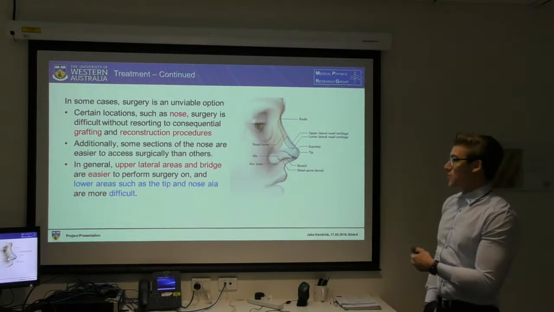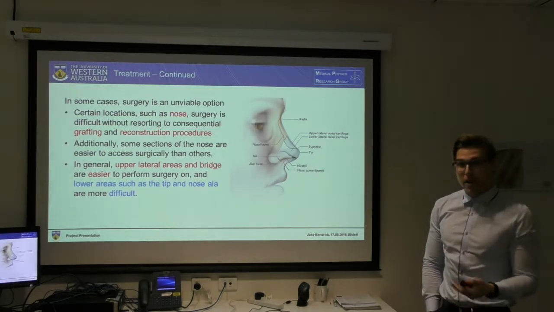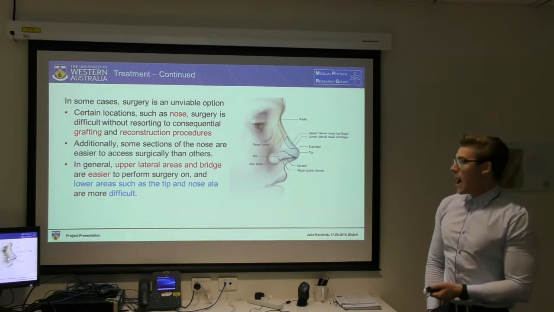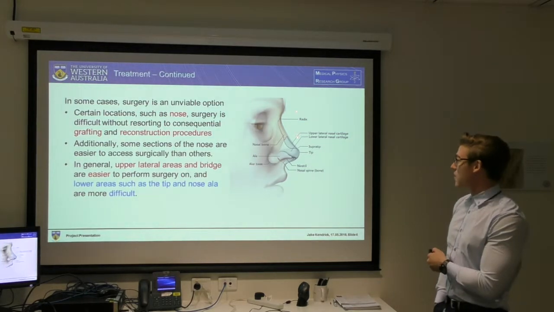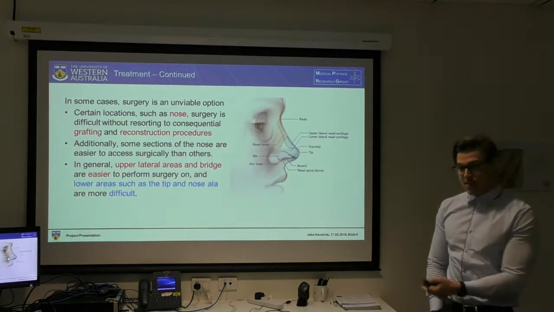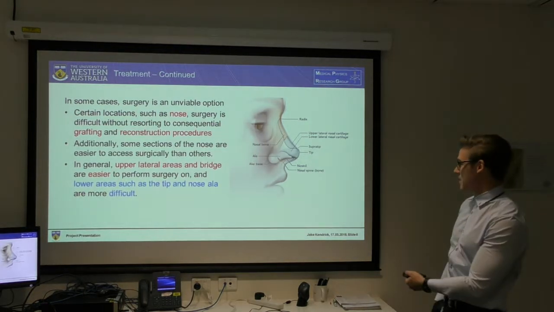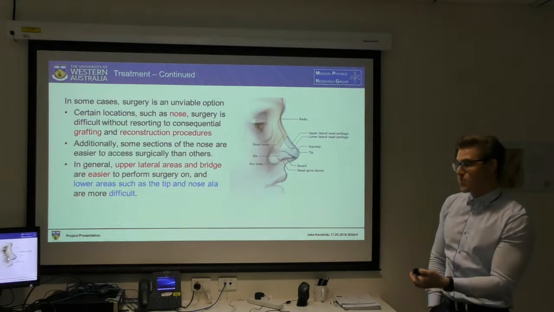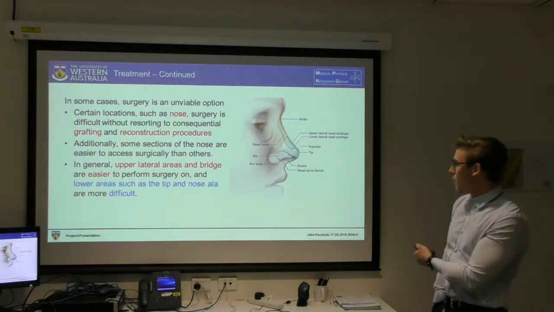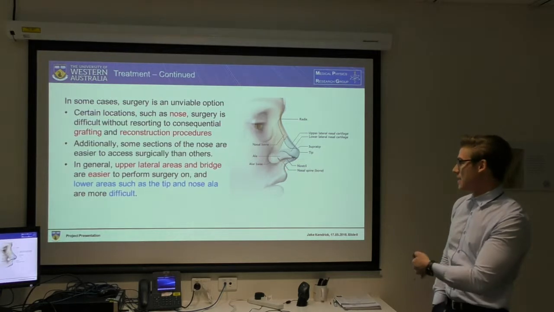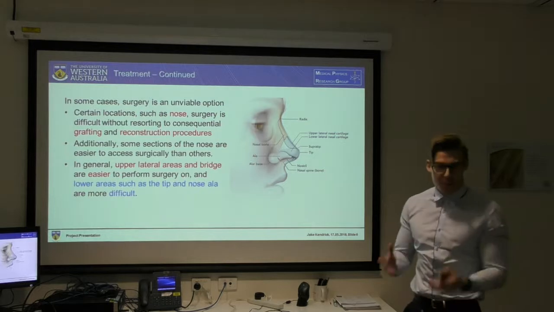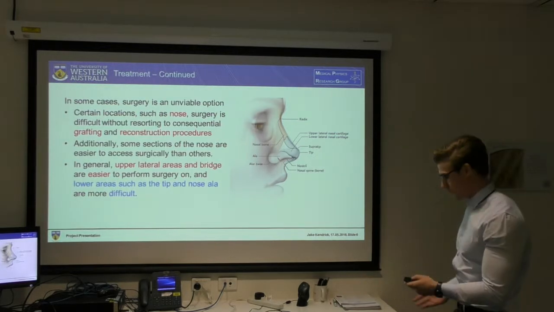In certain locations, it's difficult to perform surgery without resorting to consequential grafting and reconstruction procedures. Additionally, some sections of the nose are easier to access surgically than others. For example, the upper lateral areas and the bridge are a bit easier to perform surgery on, whereas the lower parts, so the alar and the tip, are more difficult to perform surgery on just because of the natural contours of the nose.